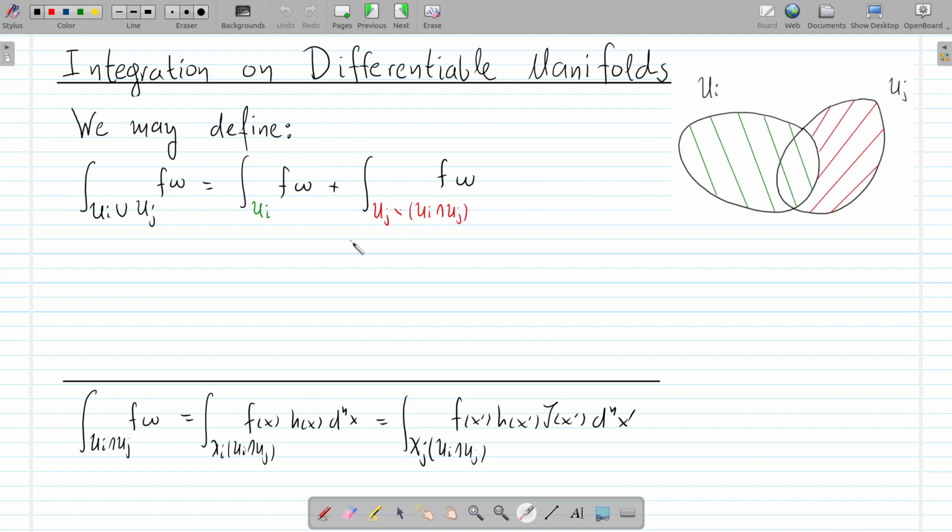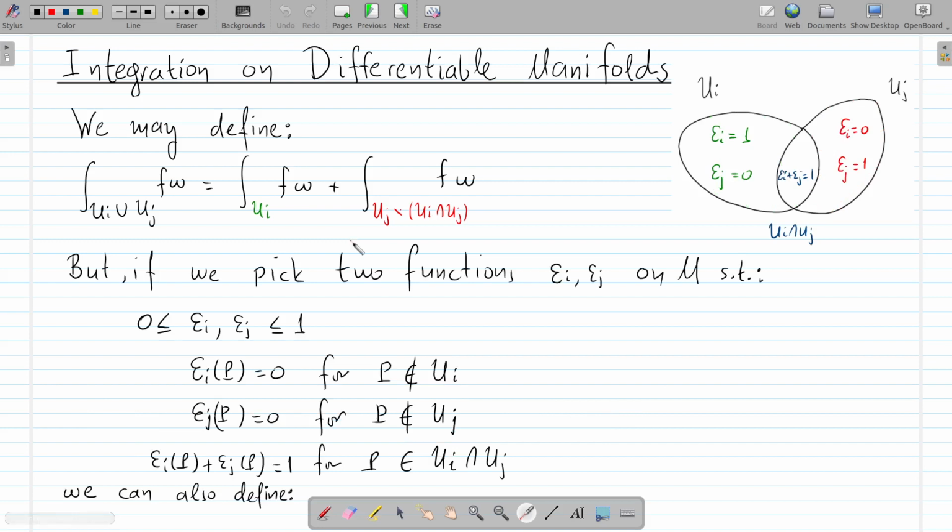So that is a nice definition for the integral, and it is correct, but it is not very convenient when the structure of the union of more than two charts is more complicated. So let's look at an equivalent definition of this integral over the union, that will be easier to use when we extend the integral over the whole manifold.